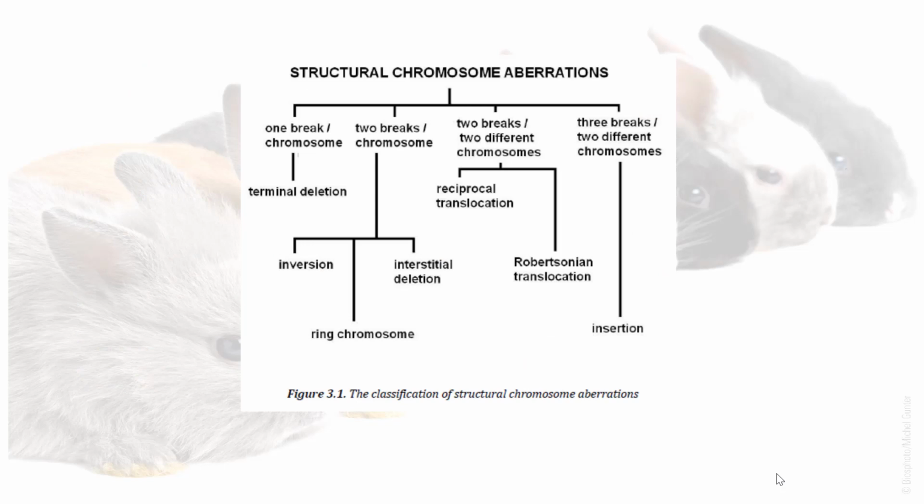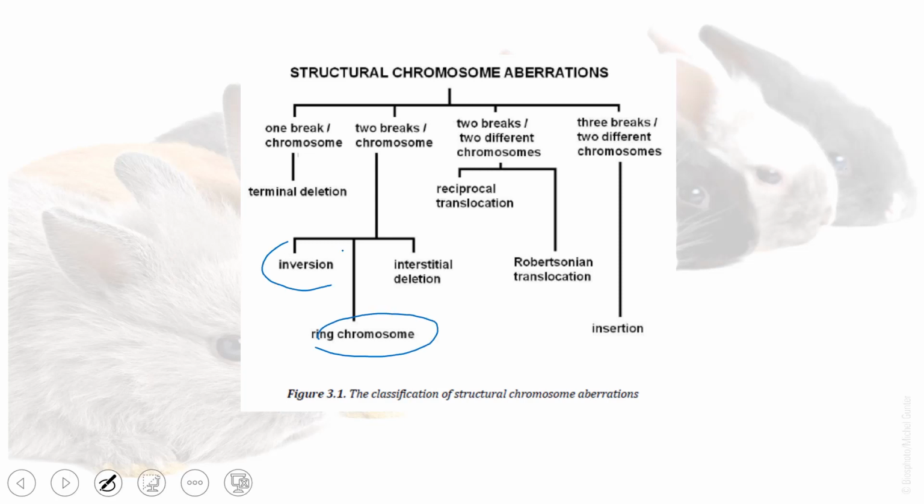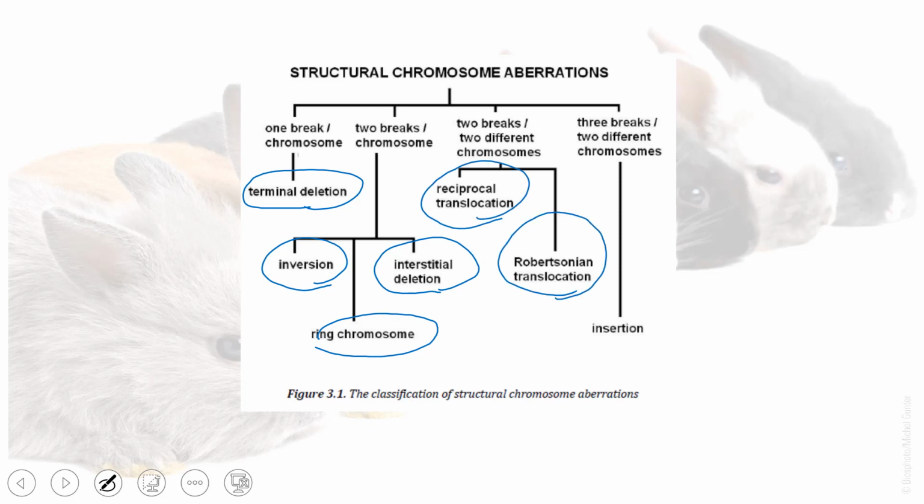All right, and so here's a figure out of the textbook, out of this chapter. The way you should look at this is you start down at the bottom here. And so let me grab my pen. You start down at the bottom here and you look at the particular pathology or the particular chromosomal aberration: terminal deletion, an inversion event, an interstitial deletion, ring chromosome, reciprocal translocation, Robertsonian translocation.